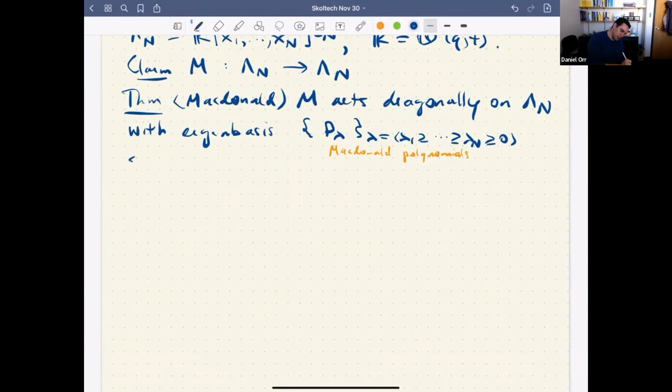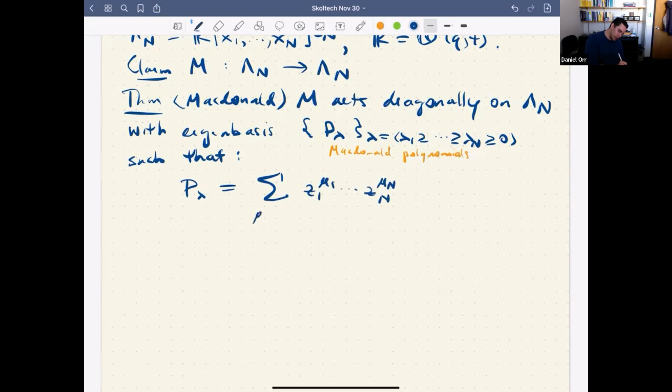And let me just show you a little bit what they look like. P lambda looks like this. It has a leading term, which is a monomial symmetric polynomial. So it's just a sum of z1 to the mu 1, ..., zn to the mu n, where mu belongs to the Sn orbit of lambda. So mu is a rearrangement of lambda. And that's the leading term. And then there are lower terms.